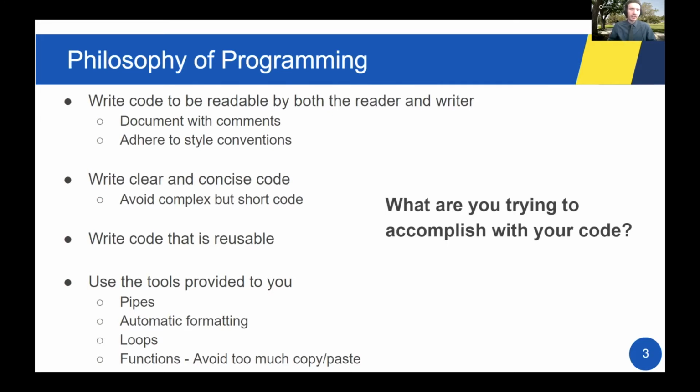And finally, you really want to use the tools that are provided to you. In R and RStudio, we have pipes, which are a great way to logically lay out the steps you are performing on some data. RStudio has automatic formatting, which is great, and it'll adhere to some of those R styling conventions. Loops are very nice when you have a lot of repeated lines of code that you need to run, which we will look at today.